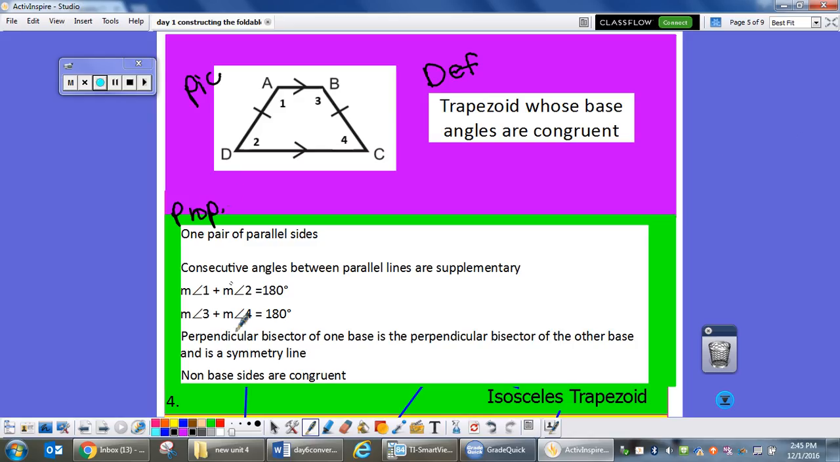And the properties I would really pay attention to are your non-base sides are congruent, which means this is a non-base side. Non-base side. Those are congruent, kind of like an isosceles triangle. And then the perpendicular bisector of one base also bisects the other base and is also a symmetry line, which we will talk about. Okay? So if you need to pause for the isosceles trapezoid, pause for the isosceles trapezoid.